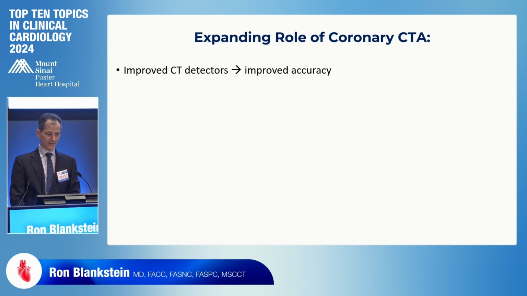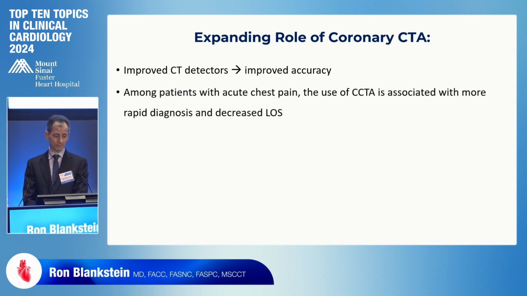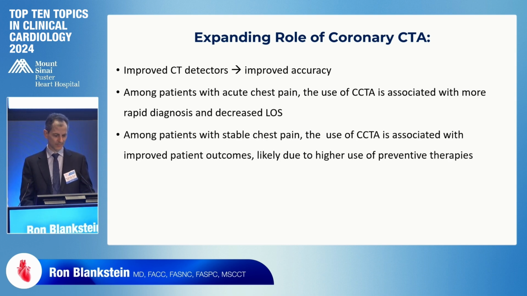So we talked about the fact that improved CT detectors are improving our accuracy. I think this is a very exciting area. This is also going to be the accuracy to detect plaque, by the way. Among patients with acute chest pain, I showed you that the use of CT is associated with a more rapid diagnosis and decreased lengths of stay, so it's just an efficient test, but it may not lead to improved outcomes, and part of it is because outcomes are already pretty good in most low-risk acute chest pain patients.